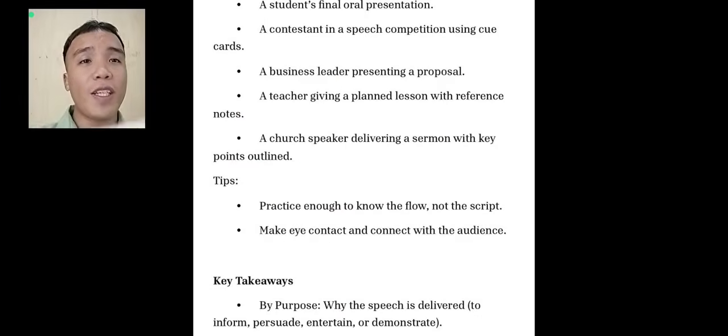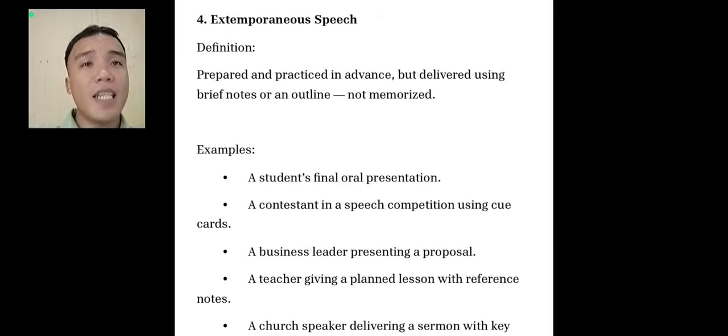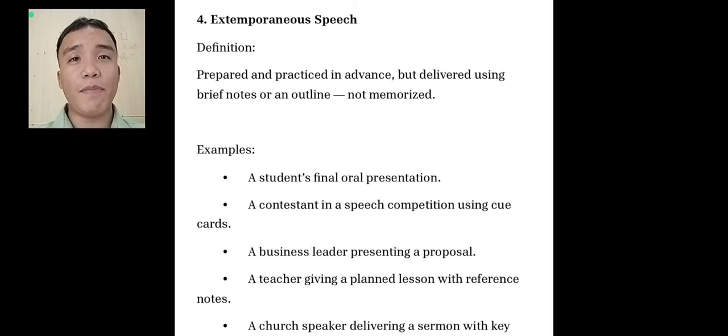And then of course, our last kind of speech is what we call the extemporaneous speech. So this one, there is actually a contest for this one called extemporaneous speaking contest. Okay, so I'll be sharing you a few stories about that later on. But extemporaneous speech means it is prepared and practiced in advance but delivered using brief notes or an outline. It is not memorized as well.